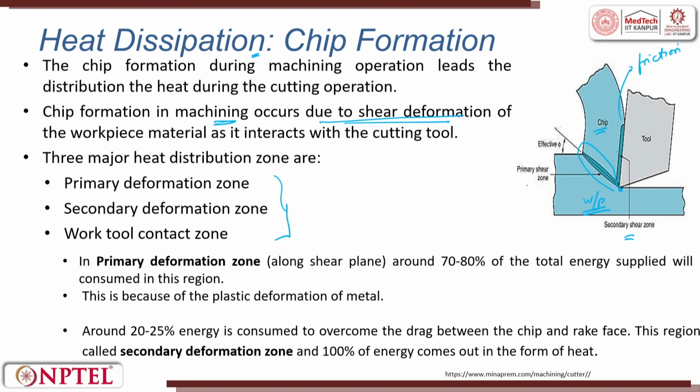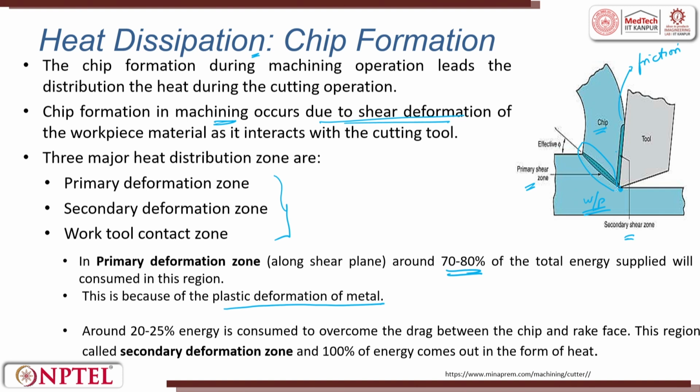Primary deformation happens along the shear plane. The secondary deformation happens along the chip-tool contact area, and the third one happens between the tool and workpiece contact area, which is very small. So, primary deformation zone, secondary deformation zone and work-tool contact zone. In the primary deformation zone, 70 to 80% of the heat is dissipated. This is because of plastic deformation of metal. What is shear? This action is shear. Shear is the dominating phenomenon for cutting here, because plastic deformation happens at the shear plane.